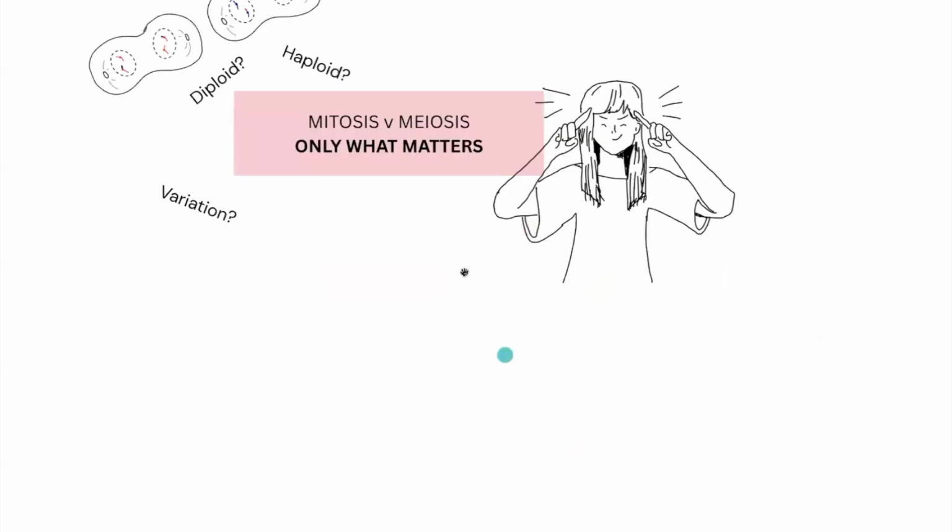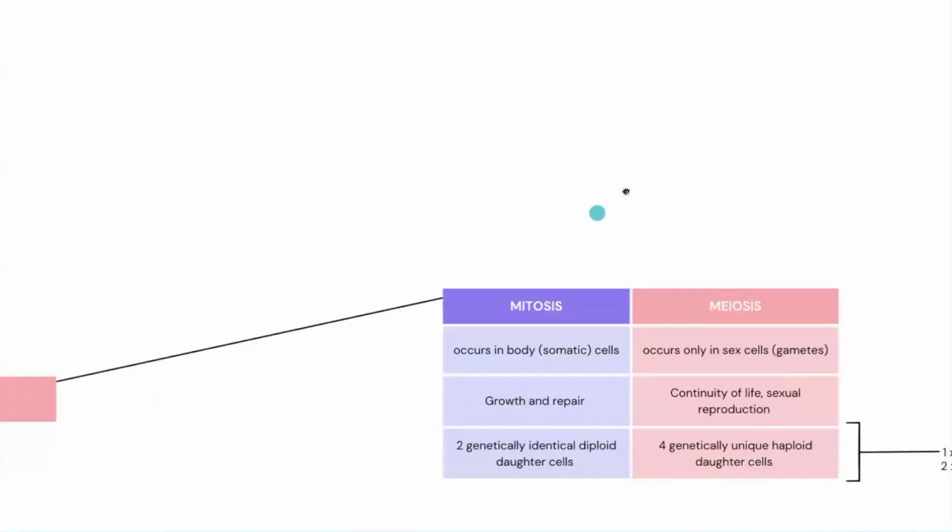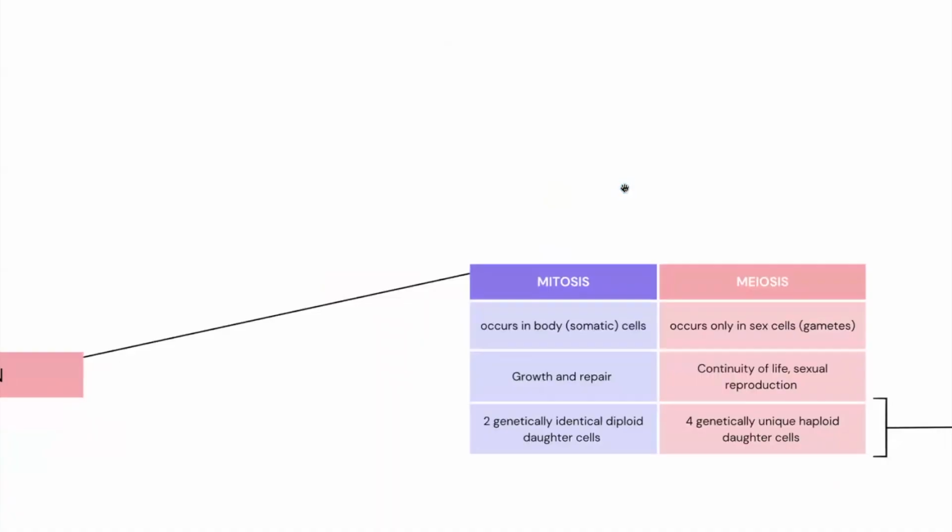So we're going to start with the big picture, and that's just the differences. So with mitosis, I just like to remember MIT for mitosis. It's occurring in all body cells or somatic cells. It's important for growth and repair. And a sentence that I just like to lock into my memory is that mitosis outcomes or the products is two genetically identical diploid daughter cells. That's what we're yielding. Two genetically identical diploid daughter cells.